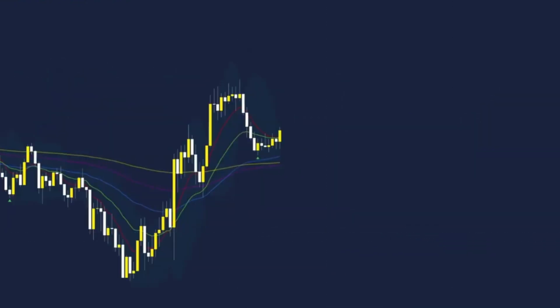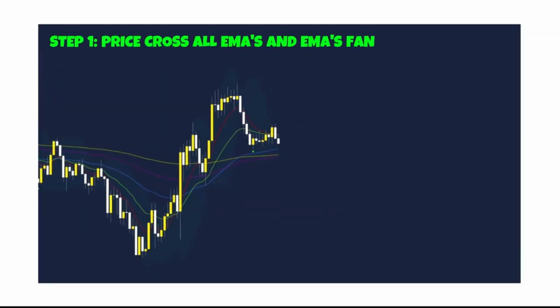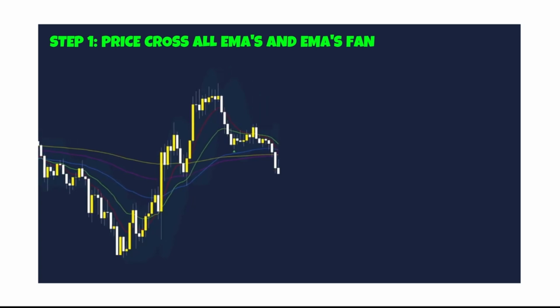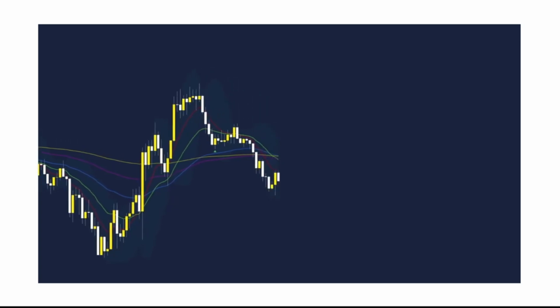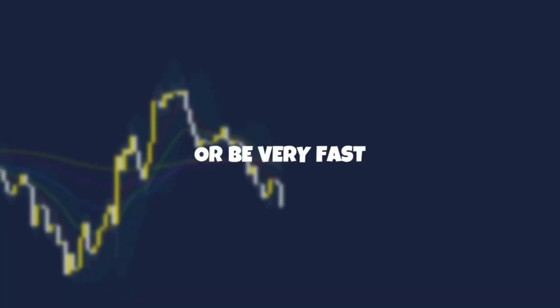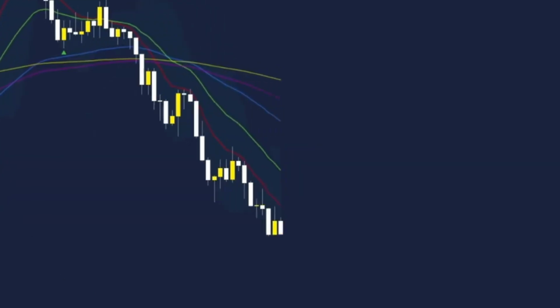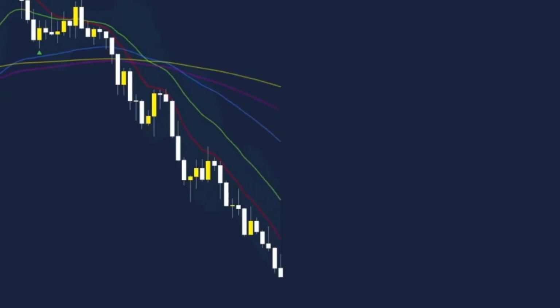And step 1 for this strategy is simple. We want to see price cross and close past all of the exponential moving average lines. We need to see a clear gap between the EMAs and price moving away. This doesn't need to be in one candle or be very fast, but it's important that we see the moving averages spread apart and open up the market.